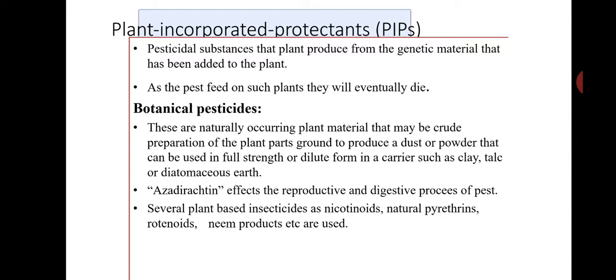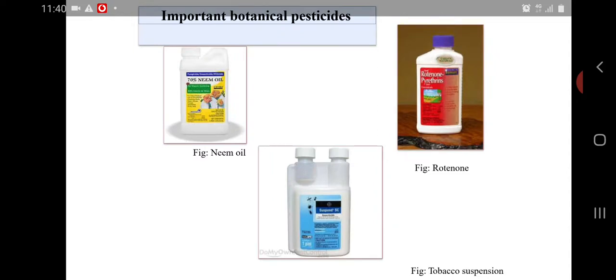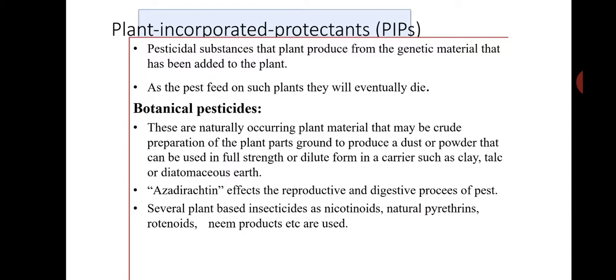Then next is botanical pesticides. They are naturally occurring plant material, which may be a crude preparation of plant parts, ground to produce a dust or powder that can be used at full strength or diluted in a carrier such as clay or diatomaceous earth. Azadirachtin is one such example, which affects the reproductive and digestive processes of pests. Fine. In plant incorporated protectants we put it inside the plant; here you prepare it externally. So several plant-based insecticides such as nicotinoids, natural pyrethrins, rotenoids, neem products, etc. are used here. So these are certain examples of botanical pesticides.